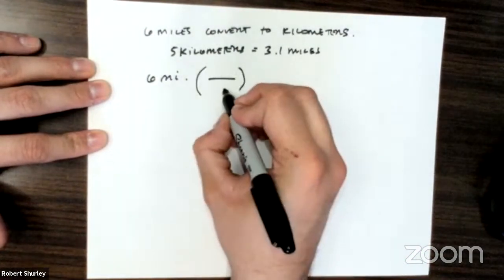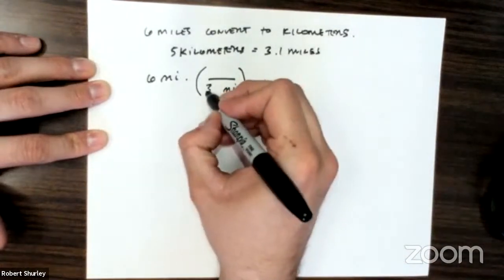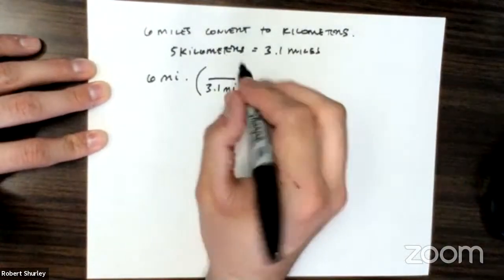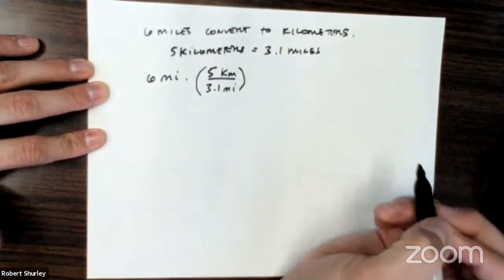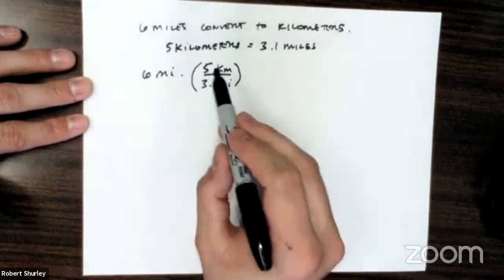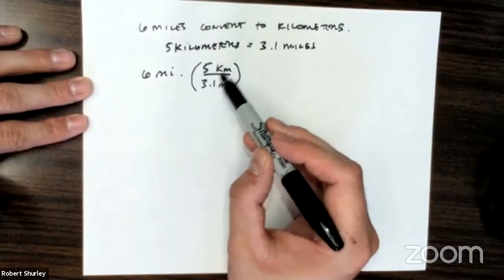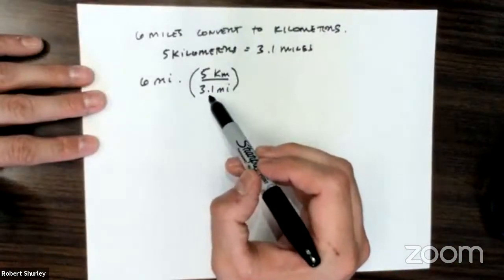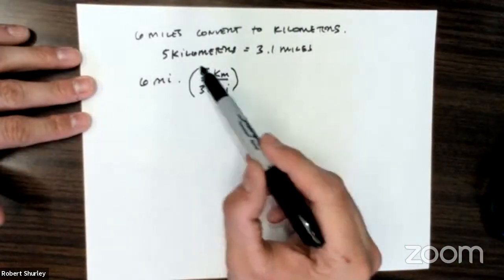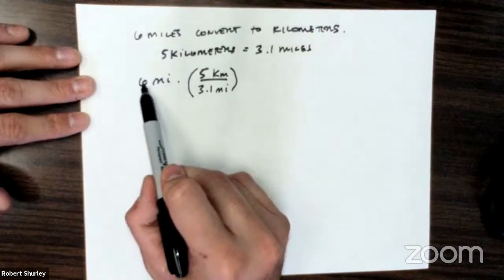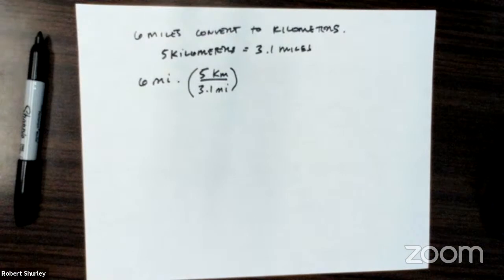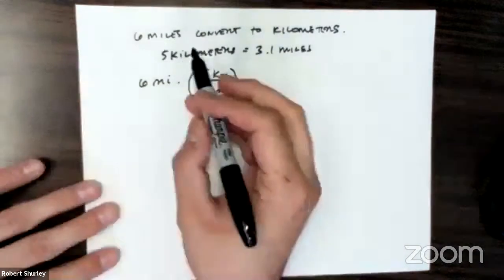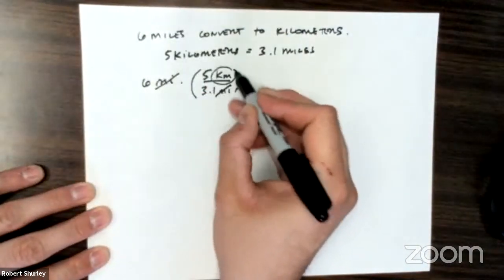Times, now I've got to have the miles on bottom, right? So the 3.1 is going to be on bottom, and my kilometers is going to be on top. So 5 kilometers, km, okay? This is really just 1. 5 kilometers divided by 3.1 miles, that's just 1, right? So I've got to multiply that by 6. So now when I do this, I'm going to say 6 times 5 divided by 3.1. And the miles will cancel, and it's going to leave me with kilometers.